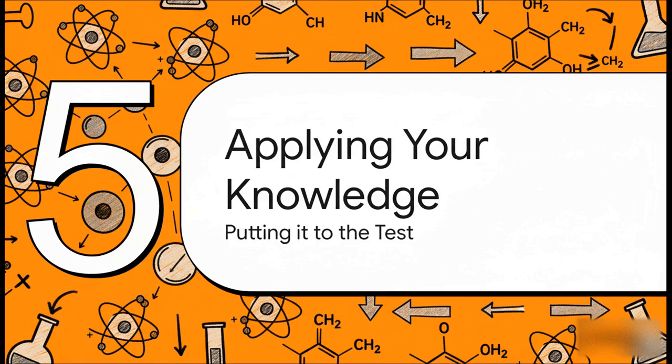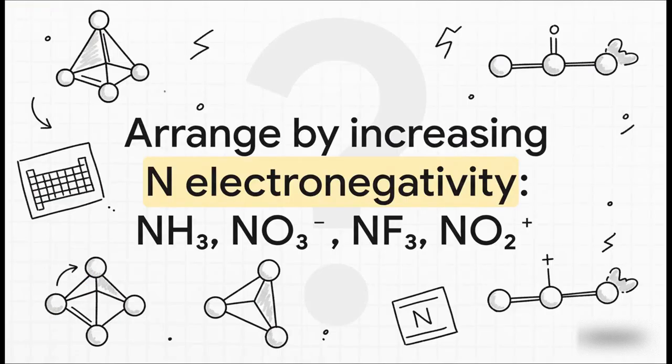Okay, theory is one thing, but the real test is seeing if we can actually apply it. Let's see if we can use everything we've just learned about oxidation state, hybridization, and all that to solve a classic kind of chemistry problem. So here's our challenge. We need to arrange these 4 species in order of the increasing electronegativity of the central nitrogen atom. We've got ammonia, the nitrate ion, nitrogen trifluoride, and the nitronium ion. Where do you even begin with something like this?